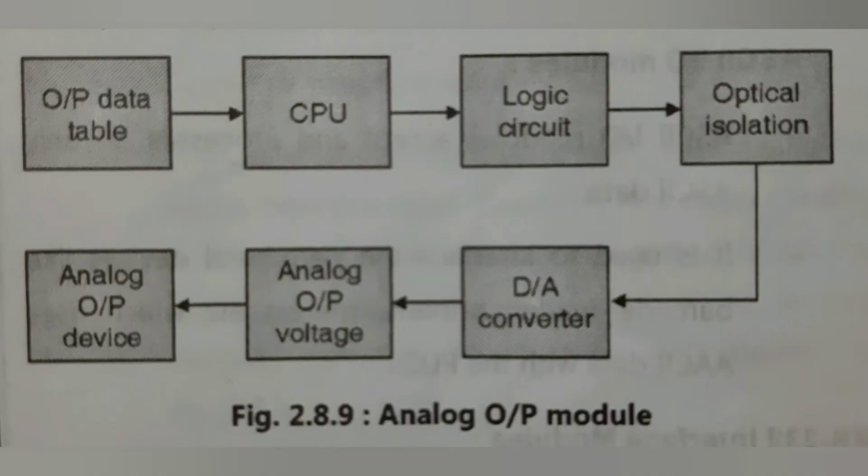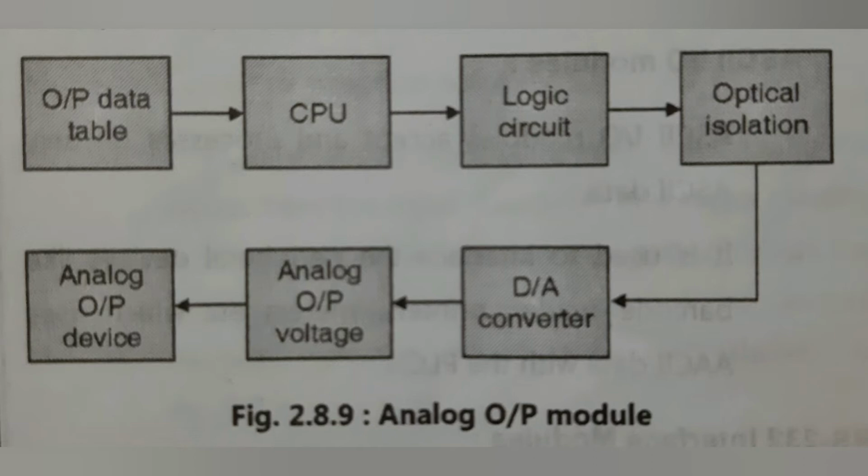The first block of analog output module is output data table. After executing the program instructions, PLC stores the status of output terminal, which is either 0 or 1, in the output data table. CPU accepts a status word from output data table and gives corresponding voltage signal to the latch logic circuit.